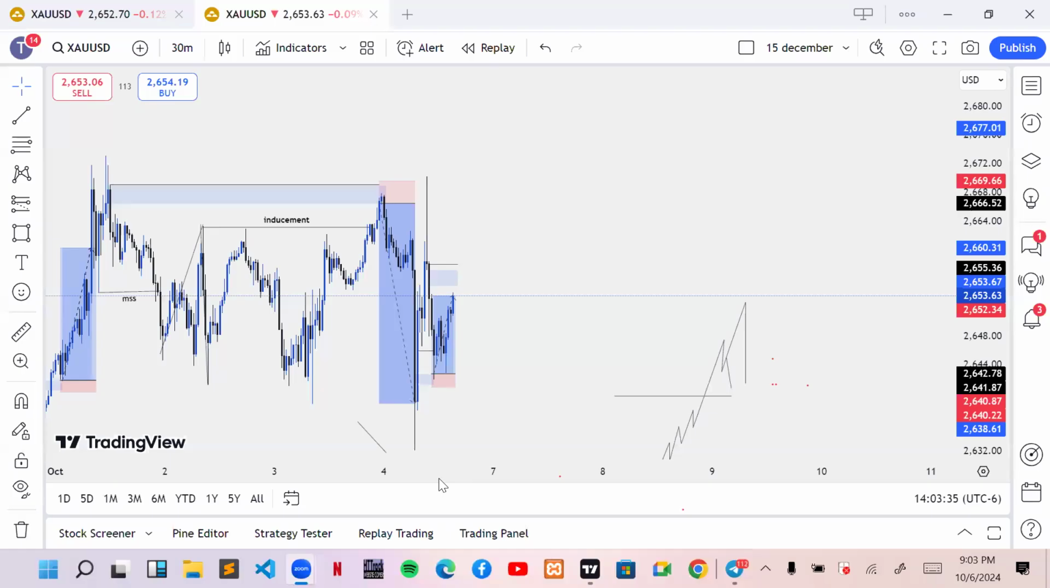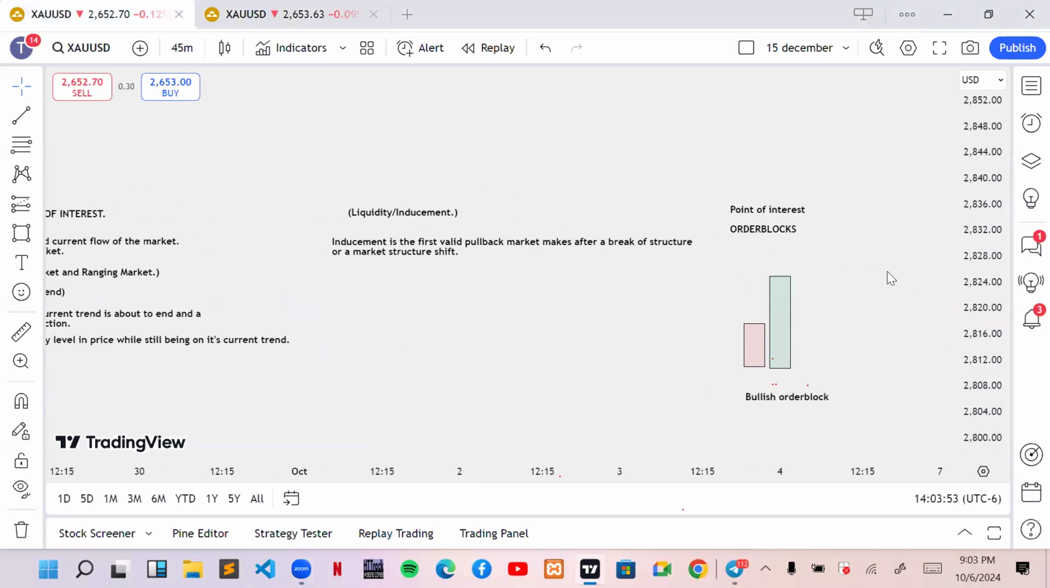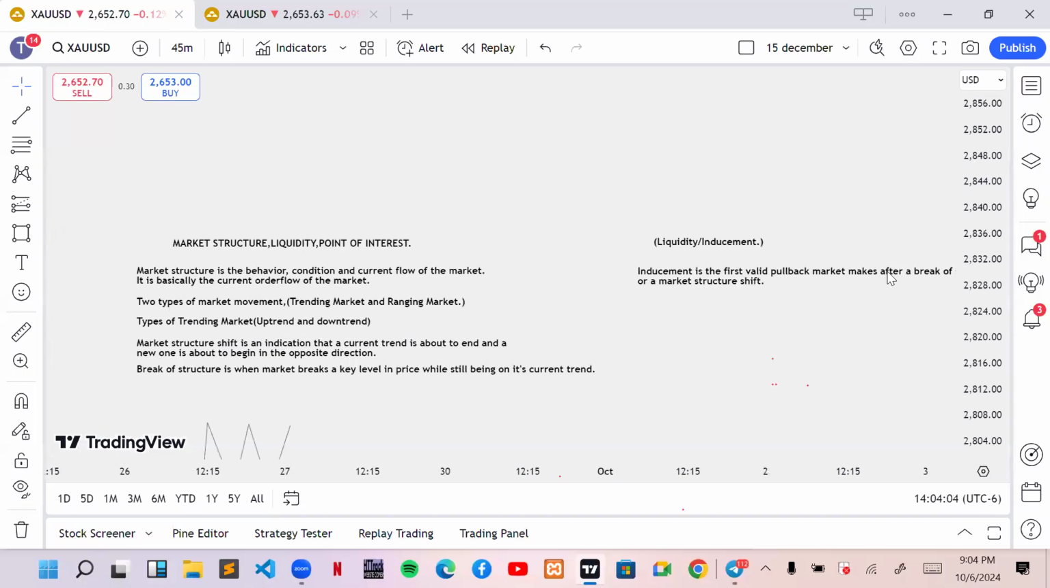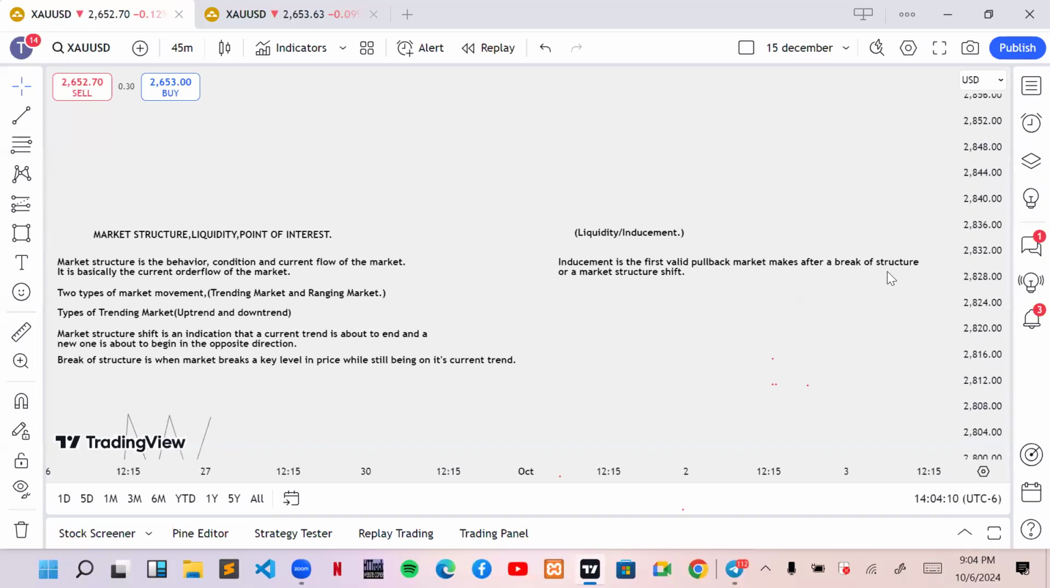You can't have two pullbacks after market structure shift. Like I said, the first one. Please, just pay attention to what I say before you ask questions. Pay attention to the keyword. I said the first valid pullback. Even if you check what I wrote down here, I said inducement is the first valid pullback. So when I say first, it means the first one. Look at all these definitions. I said inducement is the first valid pullback. So provided the first one, that is what you mark, the first pullback. If there are two, where is the first one? That is what you're marking as your inducement.